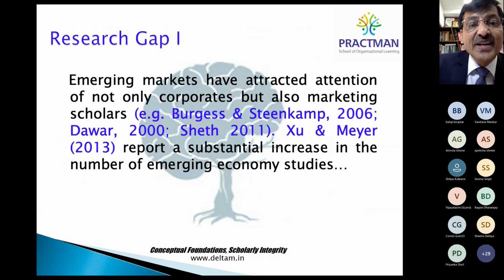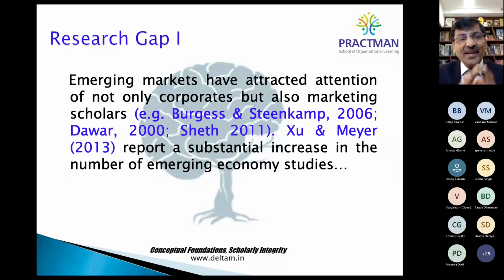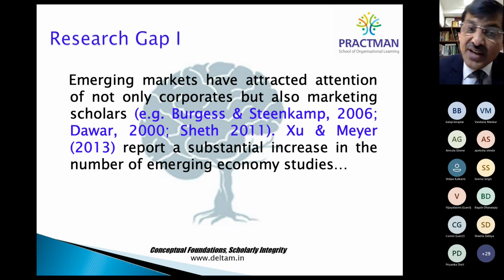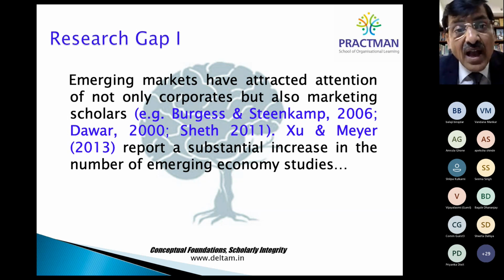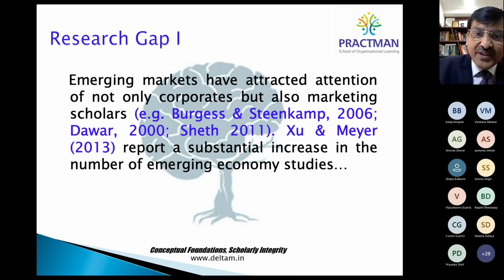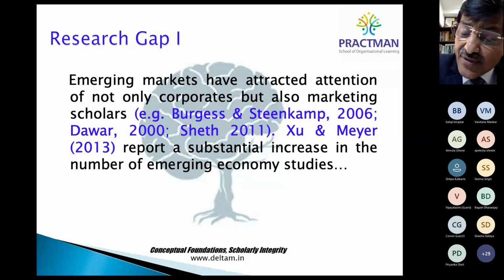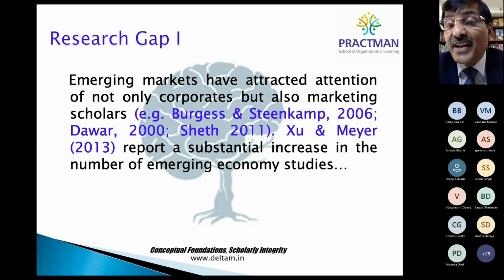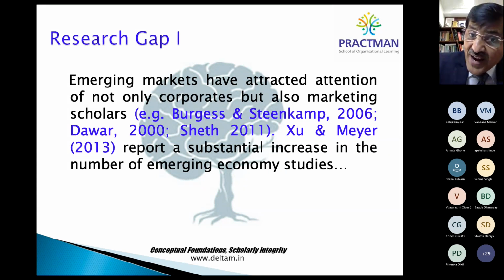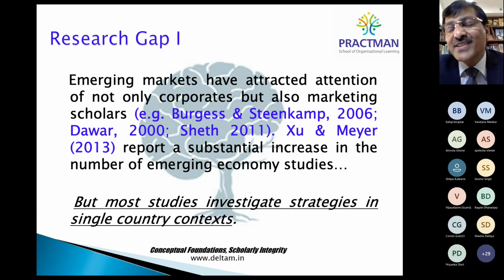Then you study the literature. So we studied the literature. In the literature, what we found, which we have mentioned in the research paper, is that emerging markets have attracted the attention of not only corporates, but also marketing scholars. And whenever I say something as a part of a research thesis or a research paper, I have to provide evidence. So whatever I have written in brackets in blue color, those are the evidences. Other scholars have said this, on the basis of which I have concluded that emerging markets are attracting a lot of attention. If that is the case, then where does the research gap exist?